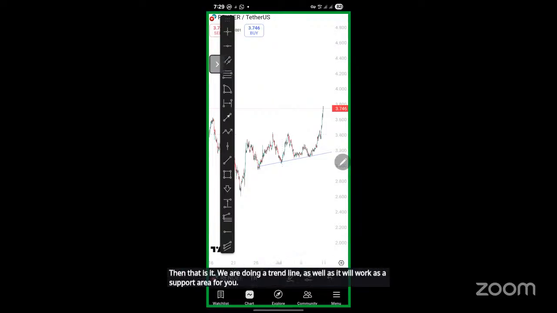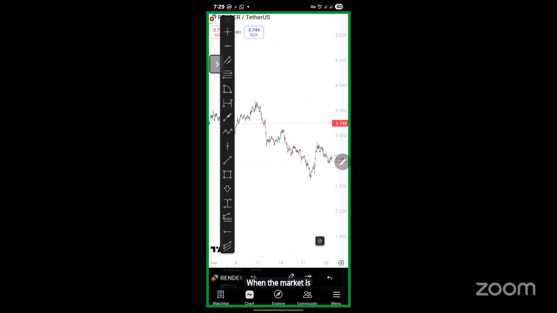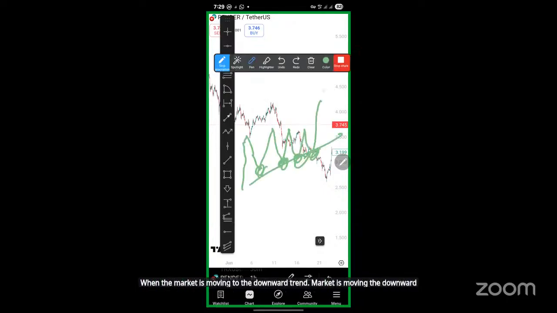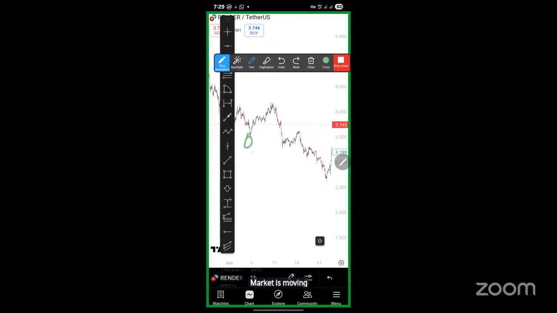The same applies when the market is moving in a downward trend. You find consecutive points, 1, 2, 3. So you see, the market is moving like this. You understand? So here you will find these points, because the market is moving down, so you draw your line like this.